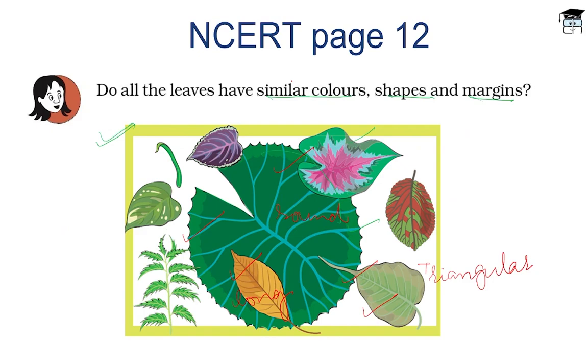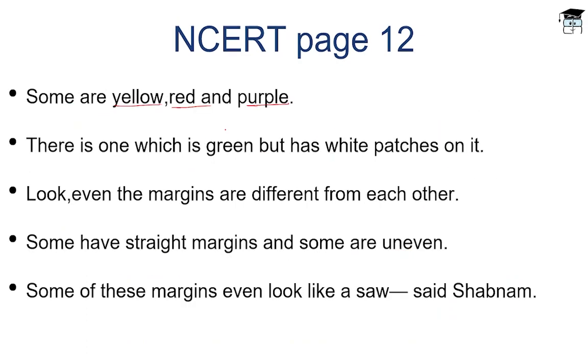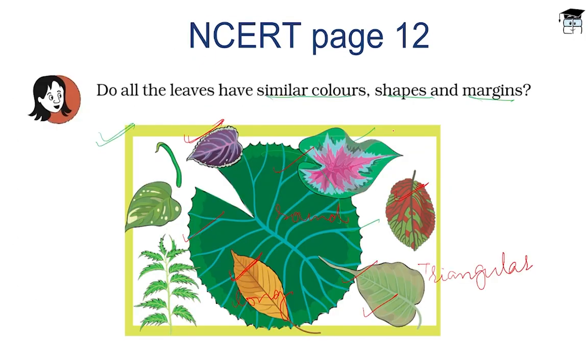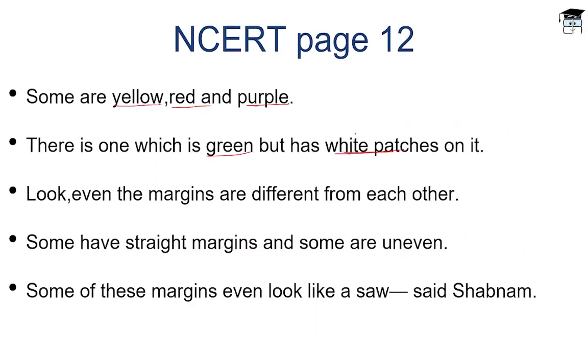Now if you look at this picture, some are yellow, right? Some are red and some are purple, right? There is one which is green but has white patches. Now can you identify this leaf here? One which is green but has white patches. This leaf is green but has white patches, right? Look, even the margins are different from each other. Now they're saying that the margins are different from each other.